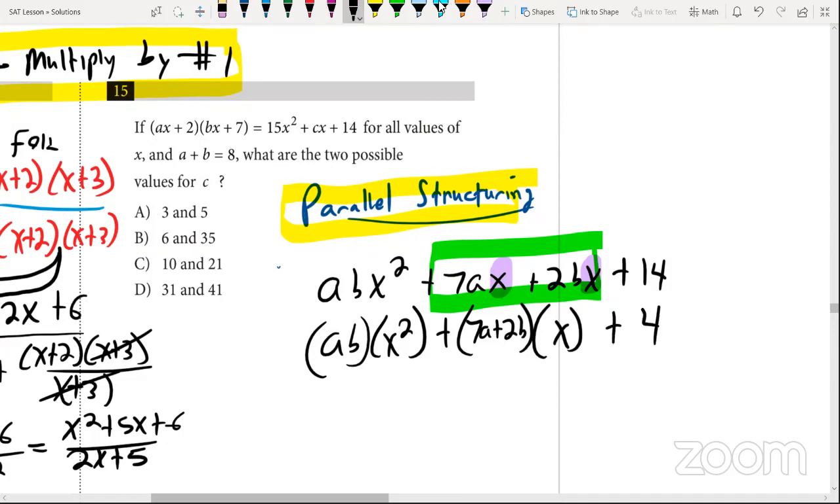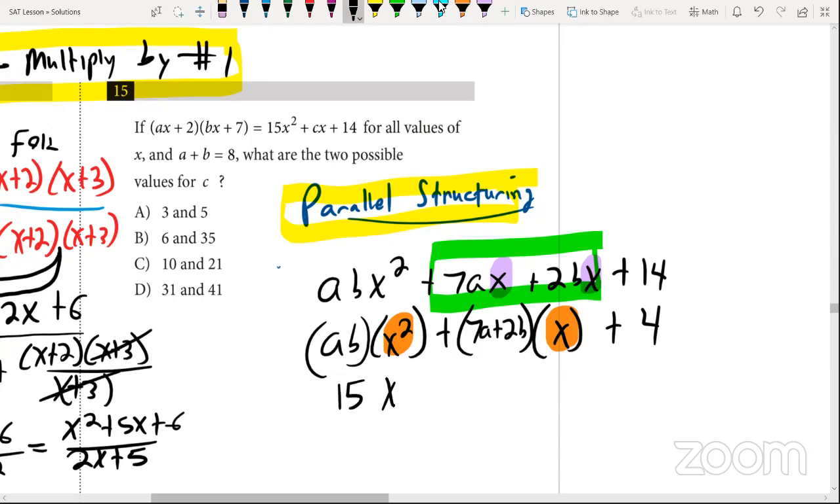And then here we have 4. So this kind of sets us up to have our x squared coefficient of ab, our x coefficient of 7a plus 2b, and 4. And these are intersecting all the time. The solutions are all real numbers. So in other words, every component of the other equation has to perfectly match it.